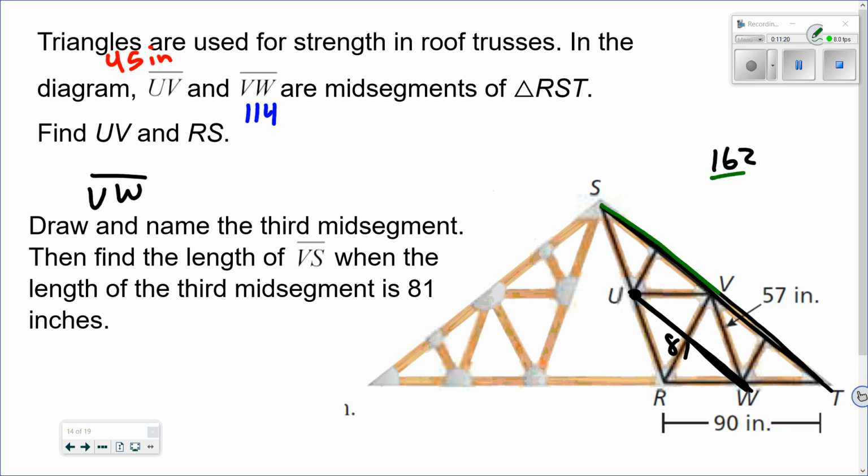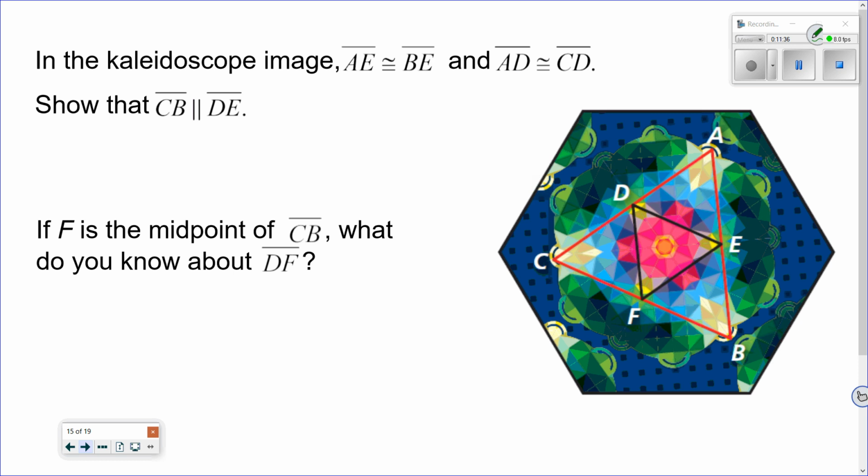So I take that and divide it by 2, because that's the midpoint. It's half. So it's back to 81. Okay, so that mid-segment's 81. Each of those two pieces is 81. The whole thing would be 162. So there's an example of how we can use the mid-segment to find other sides.